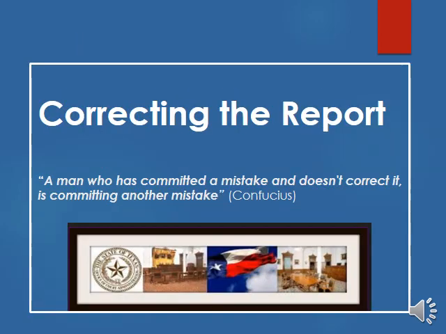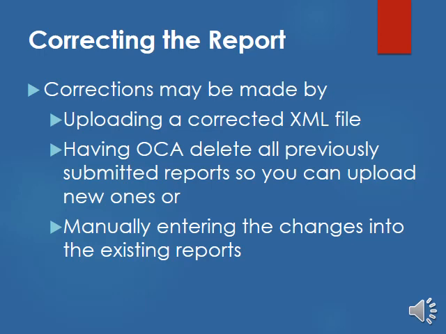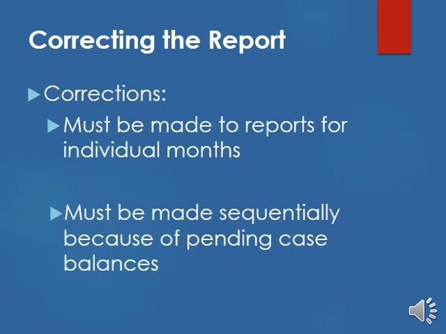So now that we've gone over reviewing the reports, let's go over how to make the necessary corrections. Regardless of how the report was originally submitted, corrections may be made either by uploading a corrected XML file, contacting us to delete your previously submitted reports so that you can upload new XML files, or by manually entering corrections into the existing reports. Make sure that you are making the corrections to each individual month needed and sequentially, to the oldest month first and work forward.